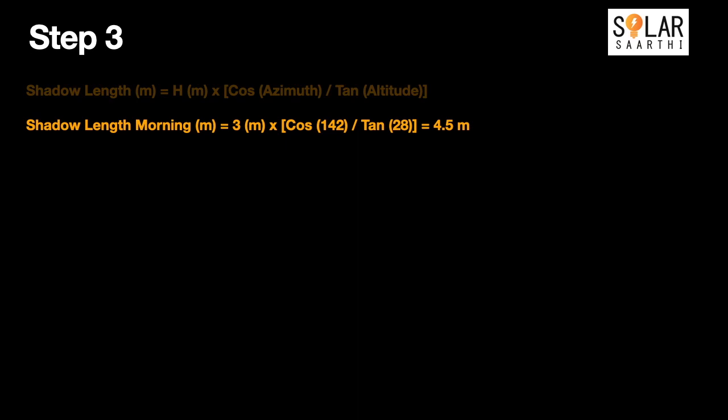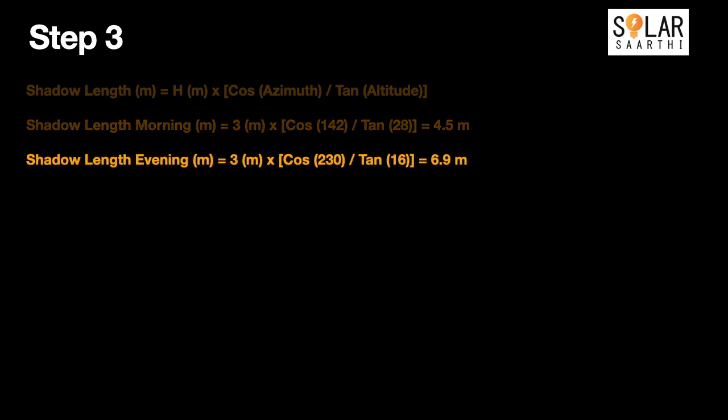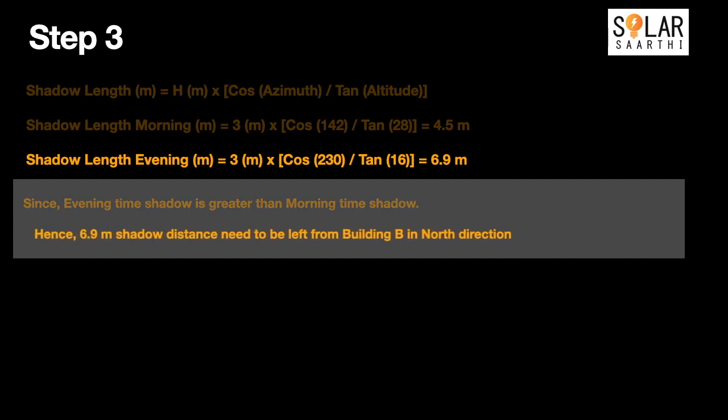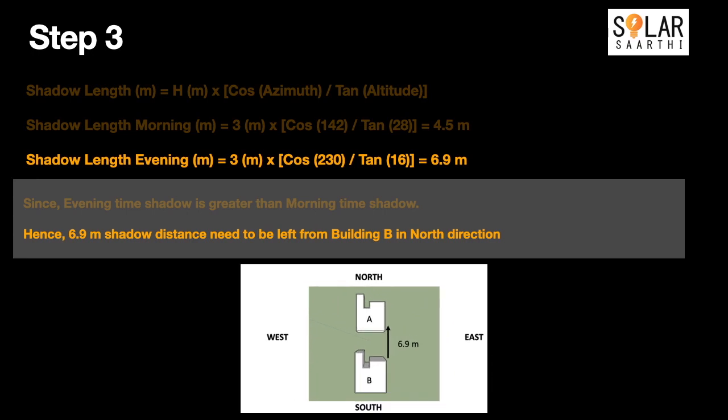Similarly, putting evening time angles in the formula, we'll get the evening time shadow length 3 meters multiplied cos 230 and tan 16. So this evening time shadow comes to be 6.9 meters. So now we know that the evening time shadow is more than the morning time shadow. Hence, 6.9 meter shadow distance need to be left from building B in the north direction towards building A.